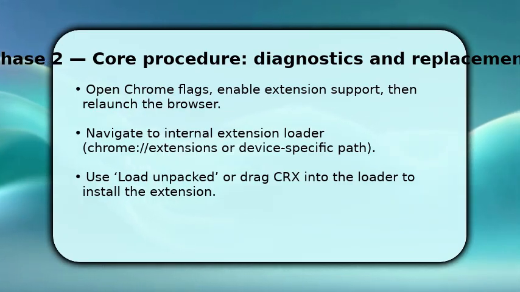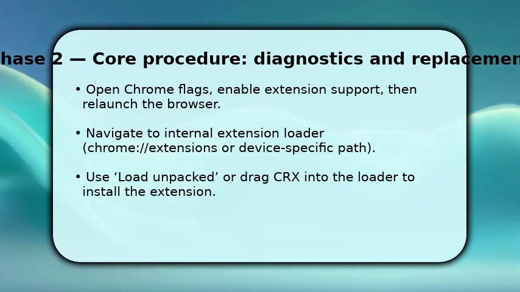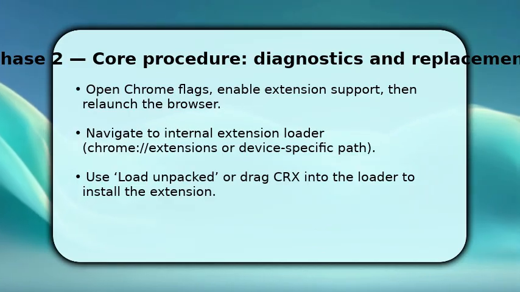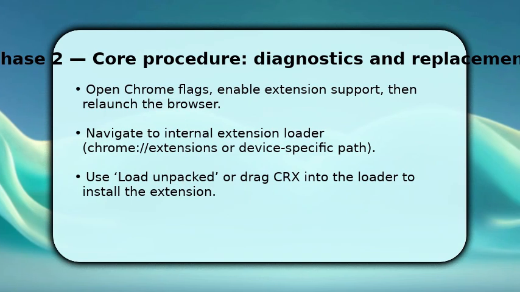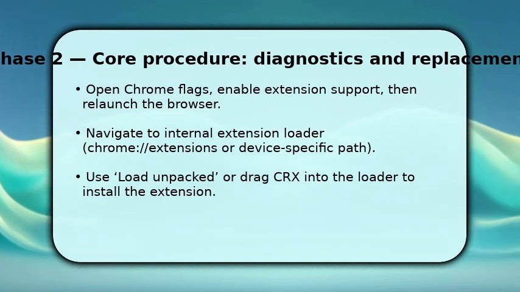Tap Load Unpacked and navigate to the folder you prepared, or select the CRX and accept installation prompts. This step requires patience. Permissions pop-ups appear, so read and accept only what's necessary. Then confirm the extension shows as enabled.